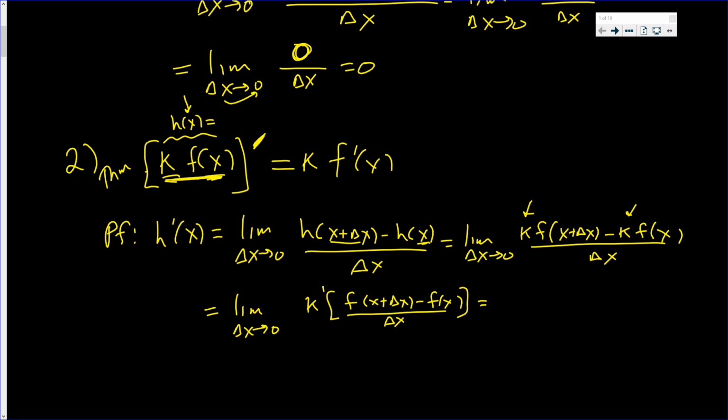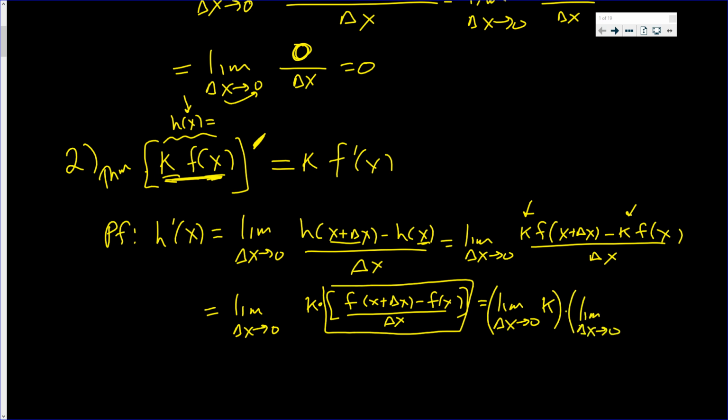Now, this becomes the limit as delta x goes to 0 of k, so we have a product here, times the limit as delta x goes to 0 of what I have boxed here, which is f of x plus delta x minus f of x all over delta x. This first limit is just k.